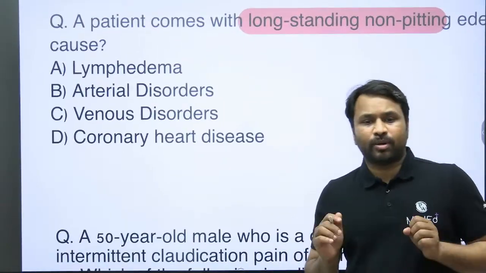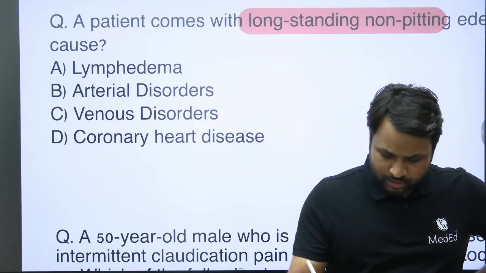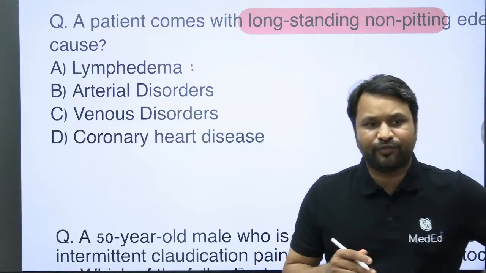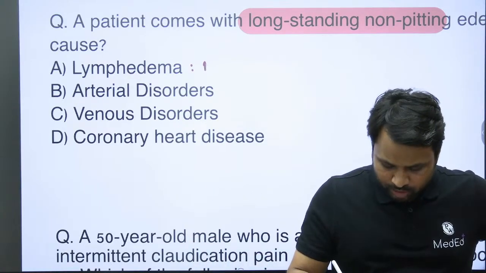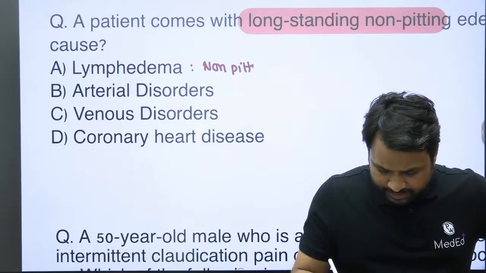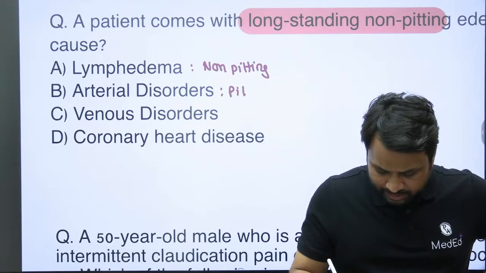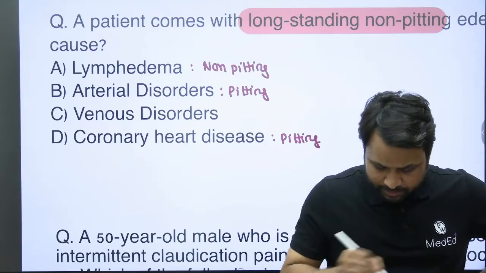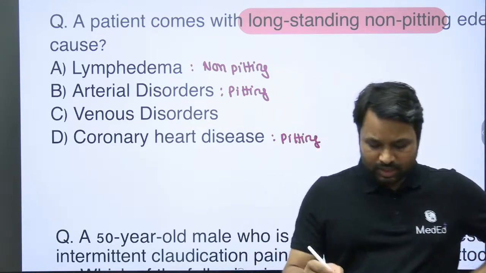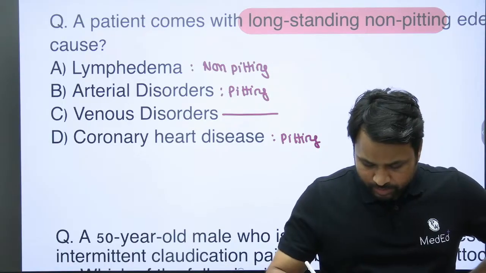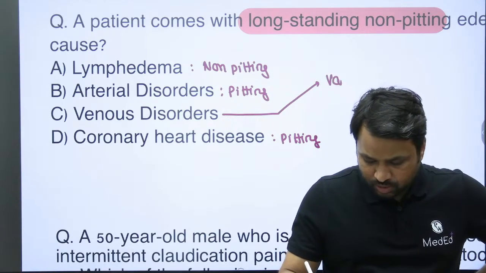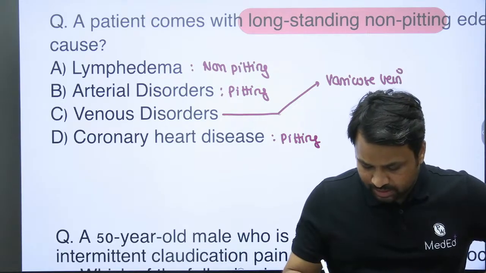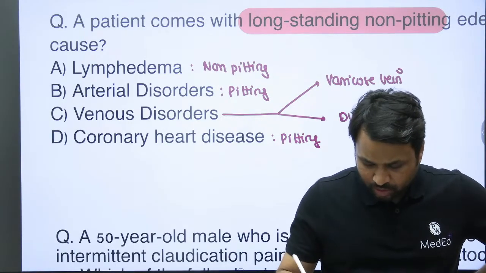Talking about non-pitting edema, let's quickly look at the components available. Chronic lymphedema will present as non-pitting. This is one example. Arterial edema will be pitting, and coronary artery disease is also going to cause pitting edema. When you talk about venous disorders, I can talk about two components. One is varicose veins, and another is deep vein thrombosis.